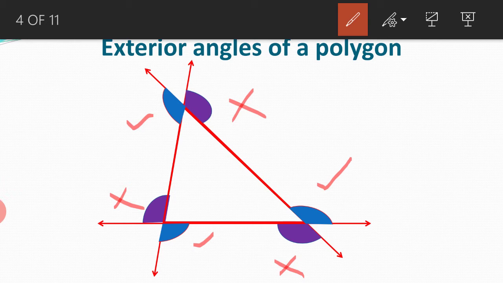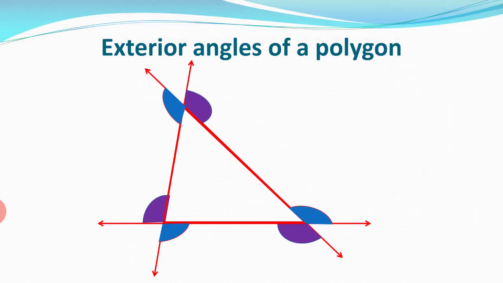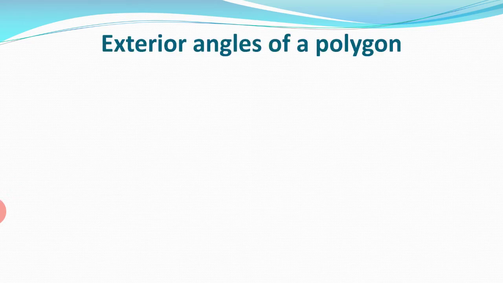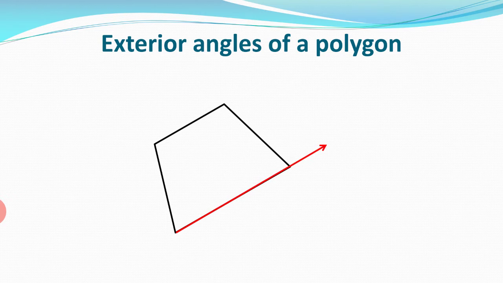Are you getting it? So are you understanding the concept that when a side is extended, an exterior angle is formed? Now let us take the example of a quadrilateral. So I have drawn a quadrilateral. Now let us start extending the sides. See, one, then the second one, then third one, and then the fourth one. So how many exterior angles are there? 4.